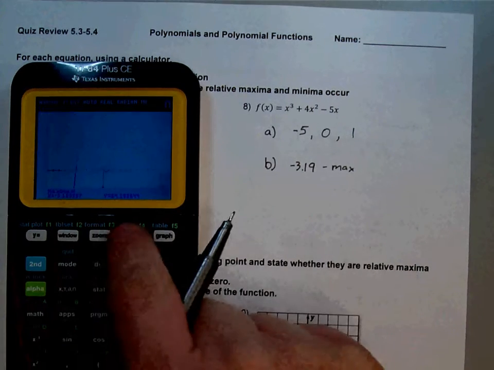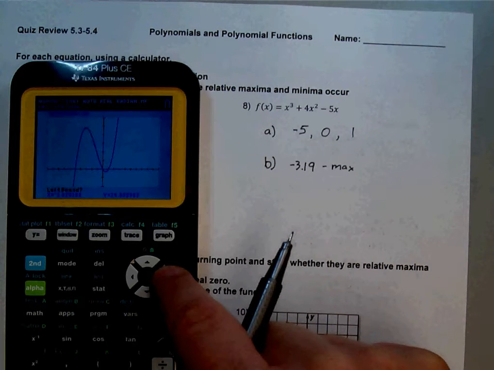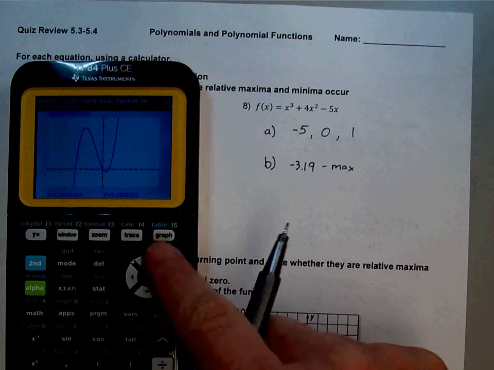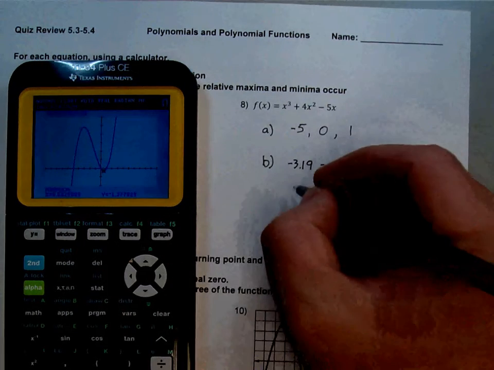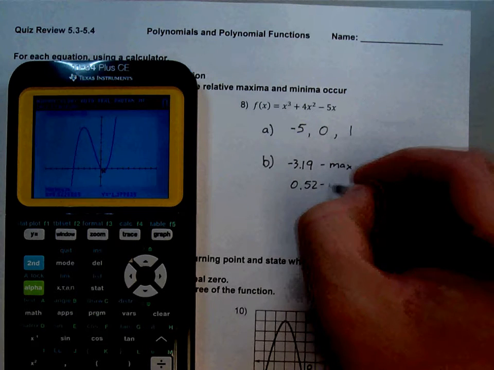So now I've got a minima, it looks like. So left bound, move to the right of the bottom, and go to the bottom. So about 0.52, and this one's a relative minima.